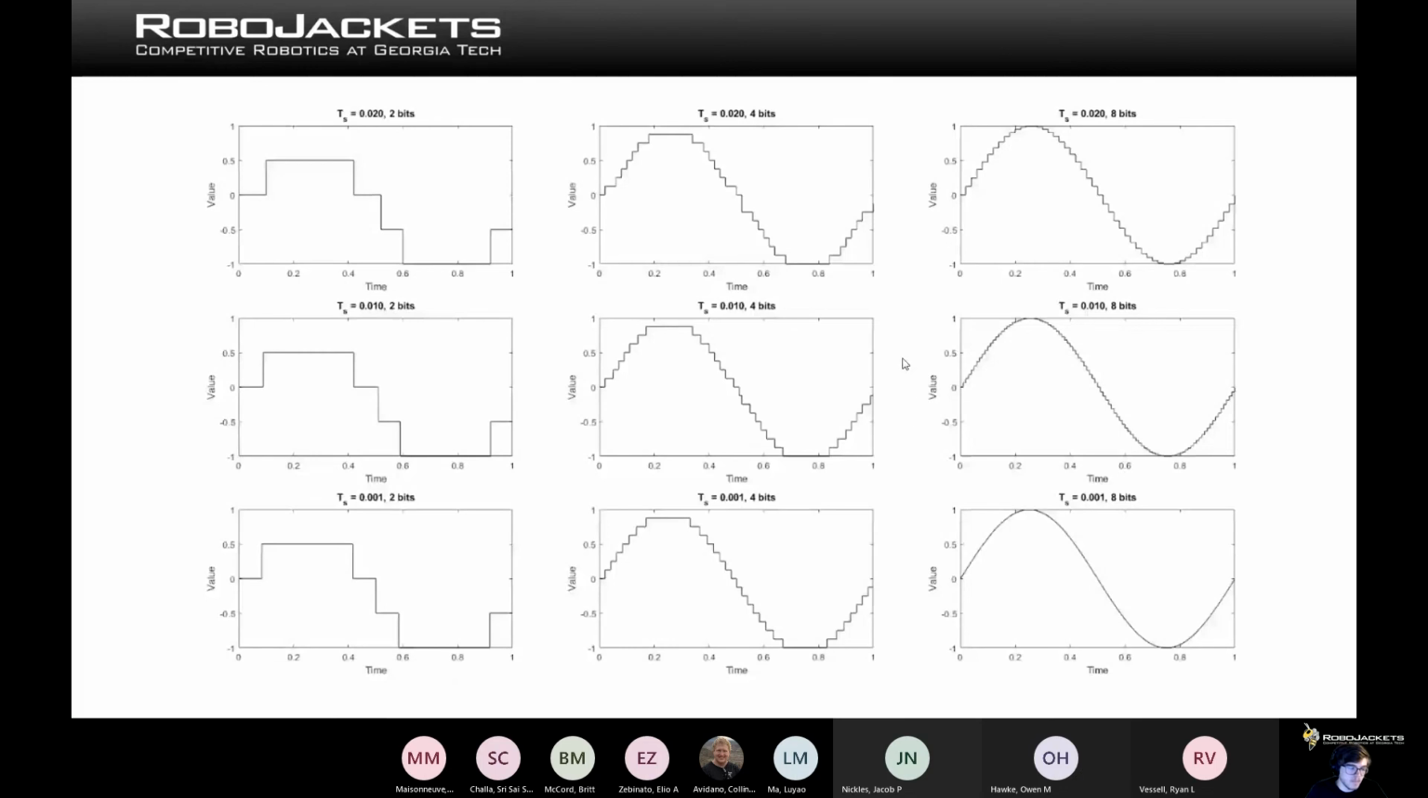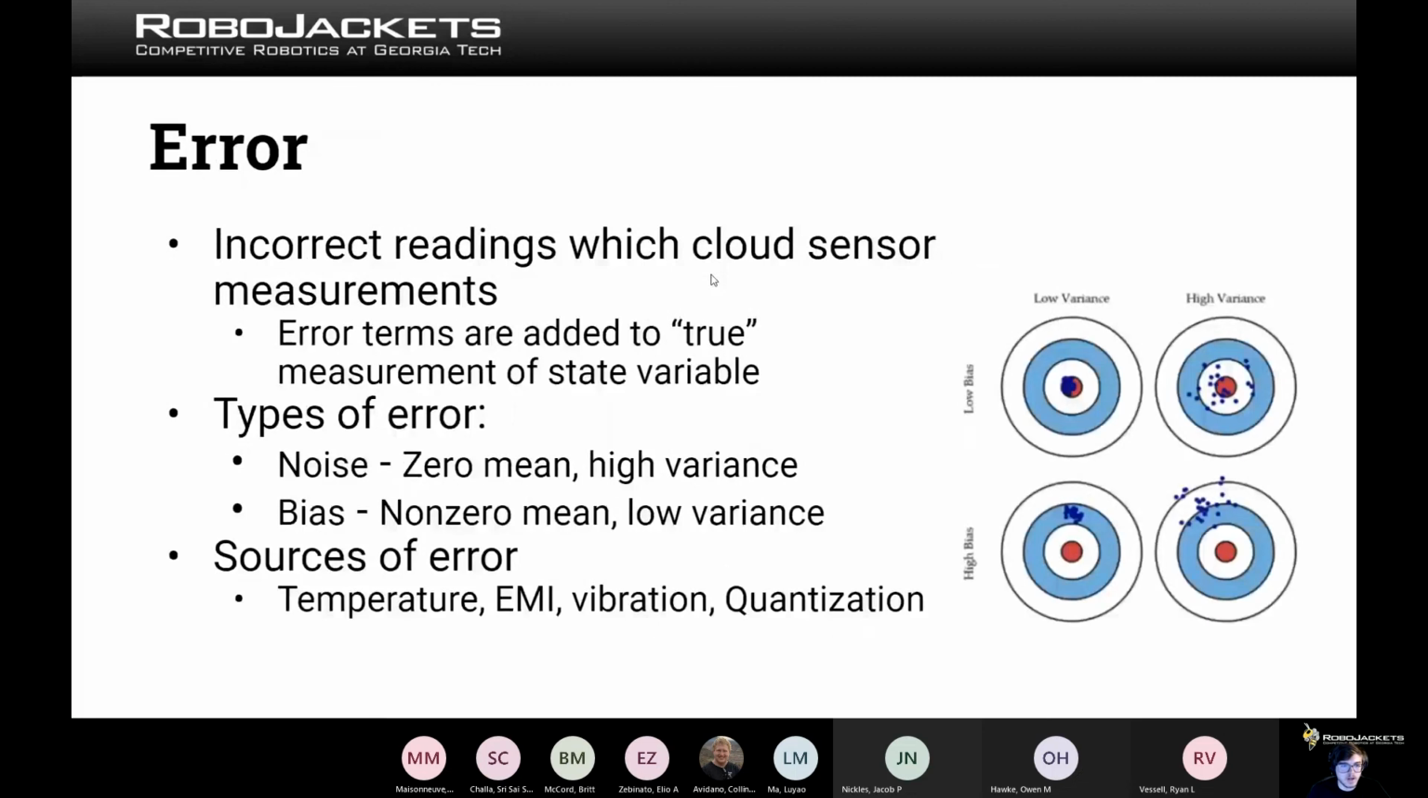So it's often a trade-off between price, size, and things like quantization error, which would be how much off your value is from the real value based on the size of these steps. Oh, look, I got right into error already.